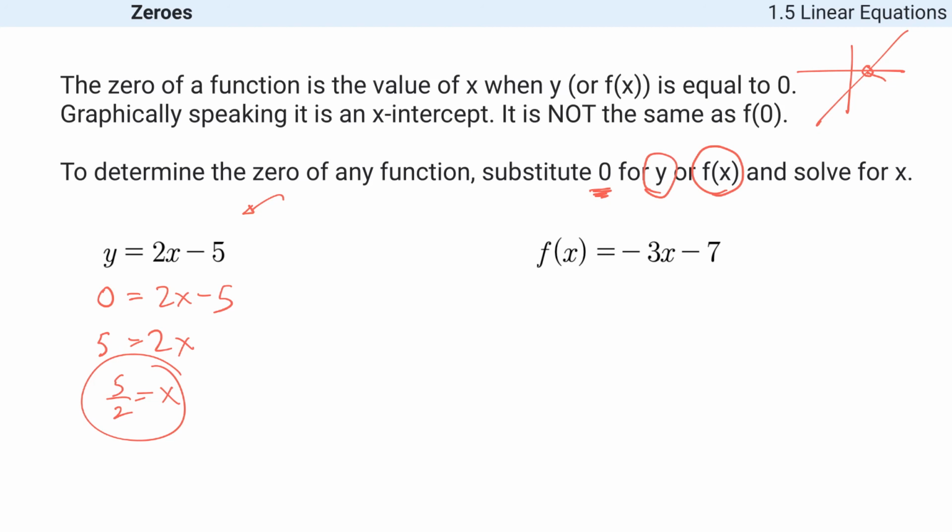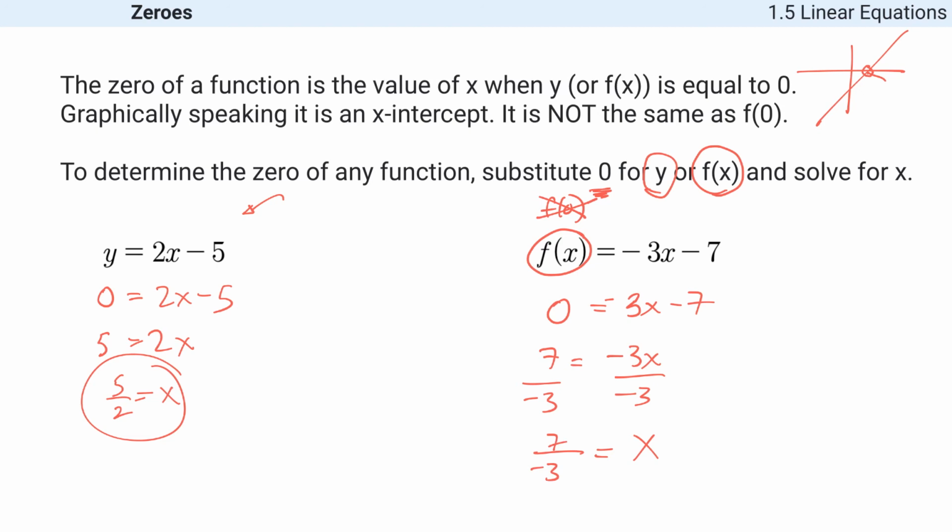If you have an equation or relationship written in functional notation, then I'm going to replace this whole thing with a 0. I'm not going to write f of 0. That's a different thing. That's looking for the y-intercept. But if they want to know what the 0 is, I replace that whole f of x with 0. Oops, that's a minus 3x minus 7. And then I'll add 7 to both sides, and then divide both sides by a negative 3. So the 0 for that function would be 7 over negative 3. Or you could call it negative 7/3.